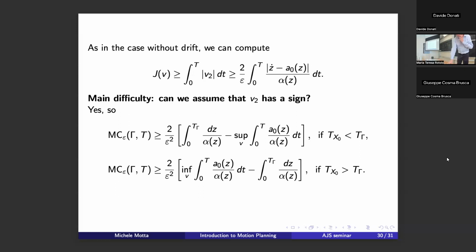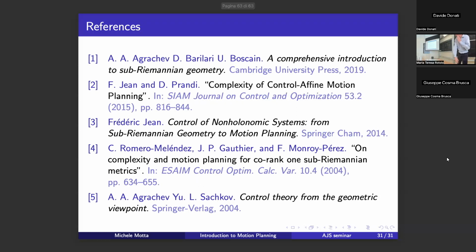So this is all that I wanted to say. Here I put some references. Here you find the theorem of Gautier, the first theorem, which I tried to generalize. And then you have some references about sub-Riemannian geometry and control theory. So thank you for your attention.